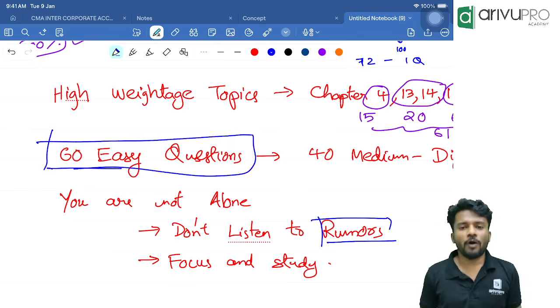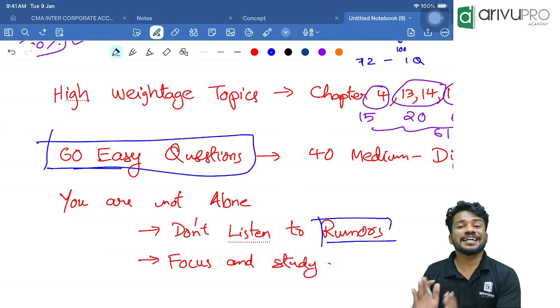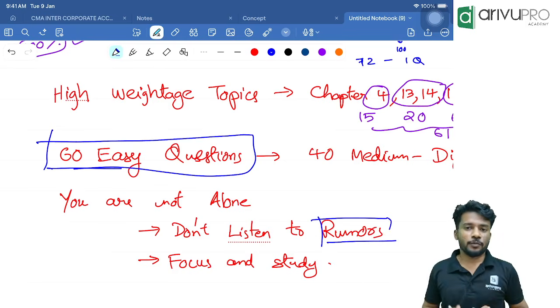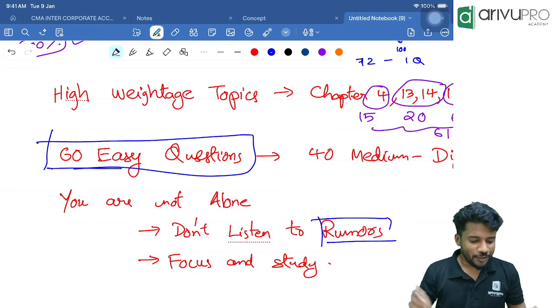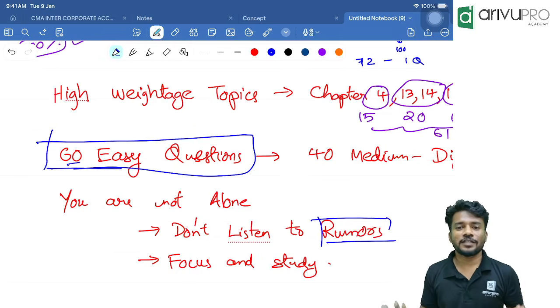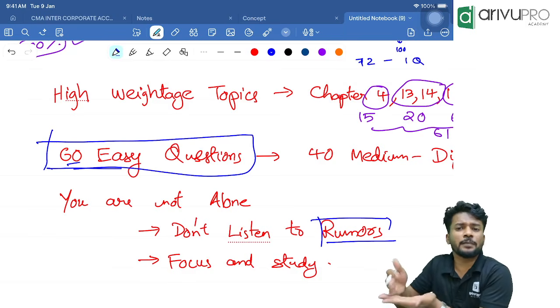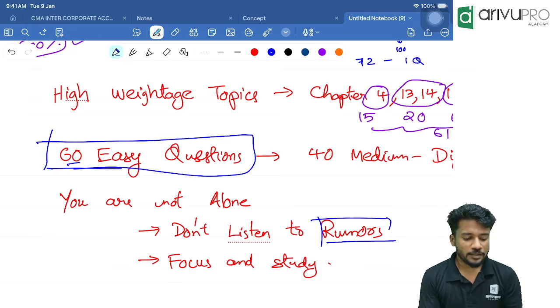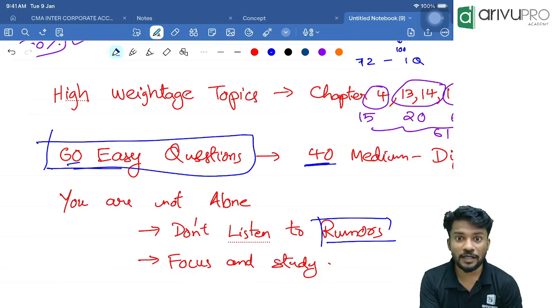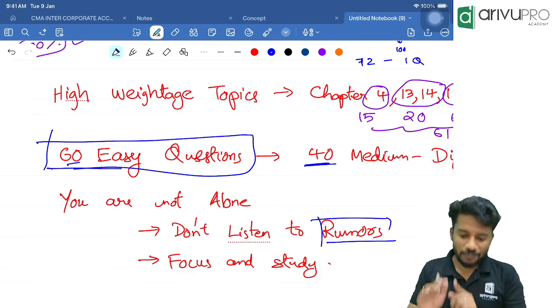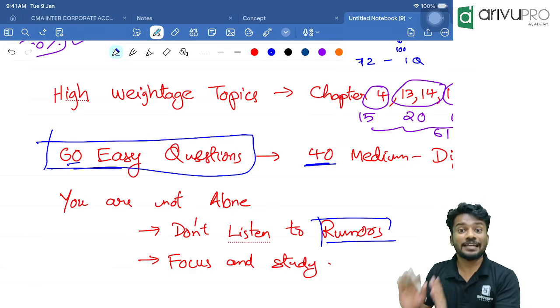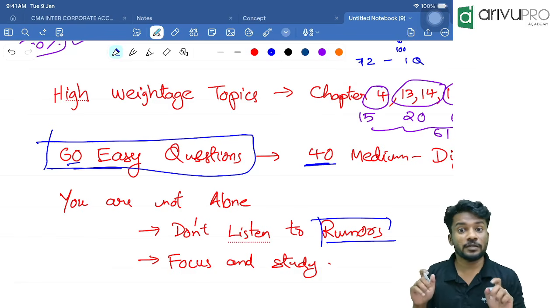The main problem is you will not be studying the entire 100% of the portion. If 100% of the portions are completed, you can write those 60 easy questions always. When you study only certain chapters and go for the examination, sometimes those 40 medium to difficult level questions will be coming from the chapters you have not learned. That time you will feel like, sir, it is very difficult. That is the real reason why you feel the question paper is very difficult.